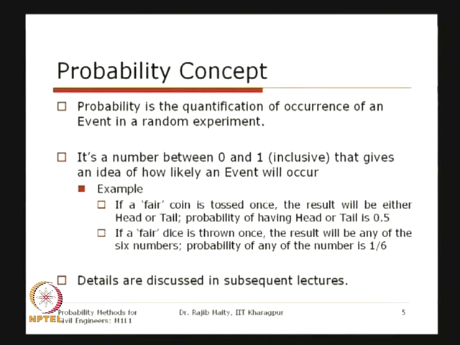For example, if a fair coin is tossed once, the result will be either head or tail. So the probability of having head or tail is 0.5. Or if I say it is a throwing of a dice, the probability of the outcome of any particular number from 1 to 6, if it is fair, meaning all the outcomes are equally probable, is said to be 1/6.